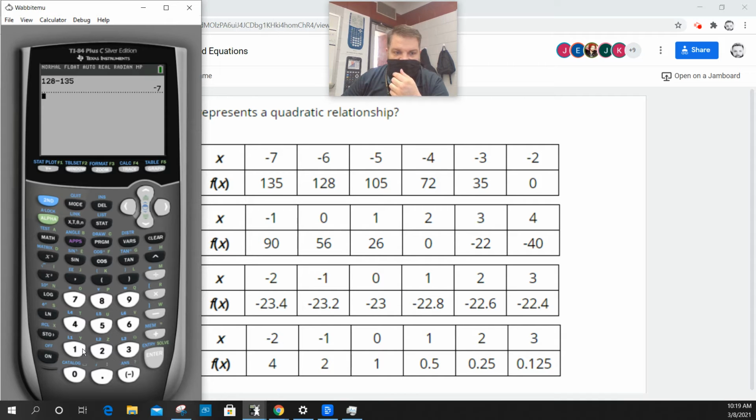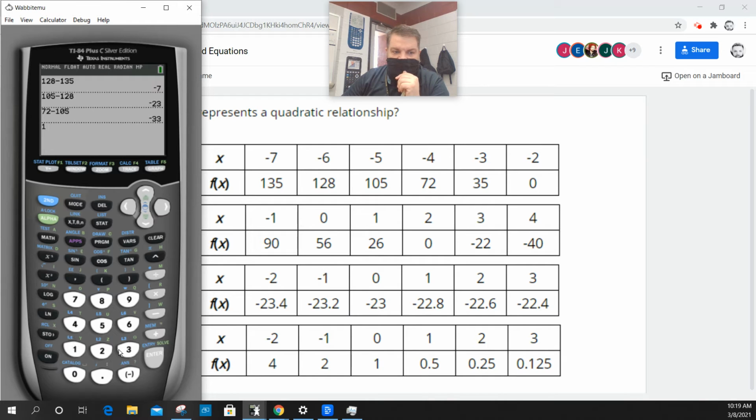Then on the next one, you have the pattern. So I'm going to say 105 minus 128, and you get -23, right? Then on the next one, you're going to say 72 minus 105. And the way that it increases, it doesn't seem to have a pattern.